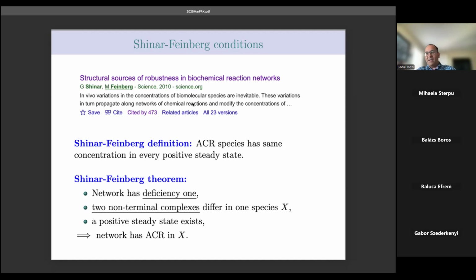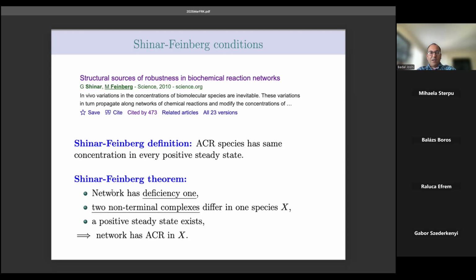And they did, I would say, three things in this paper. One was introducing this term, absolute concentration robustness. Even though this had been studied before, they introduced this phrase, which has become popular. They defined ACR as a species which has the same concentration in every positive steady state. And they gave a theorem which gives easily checked conditions for establishing that a network has ACR.